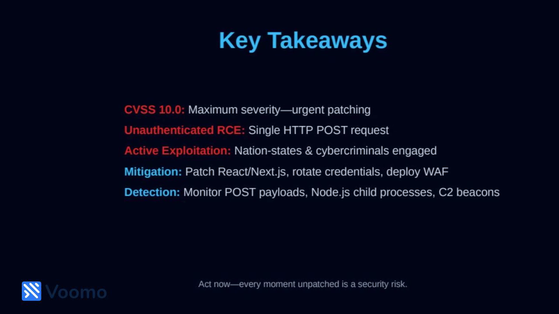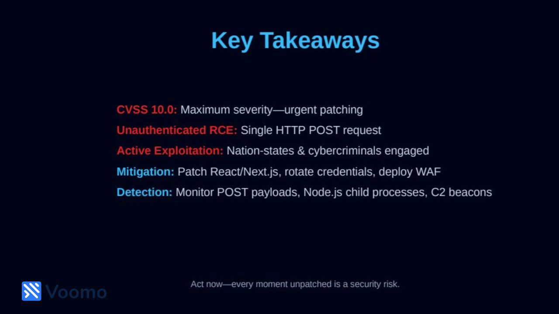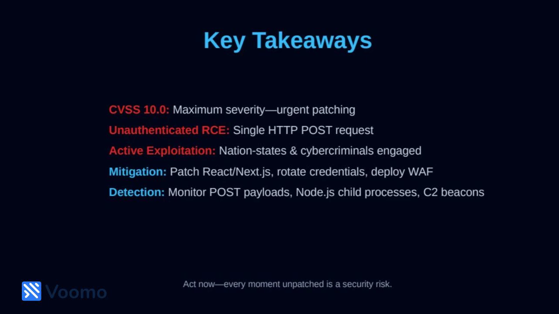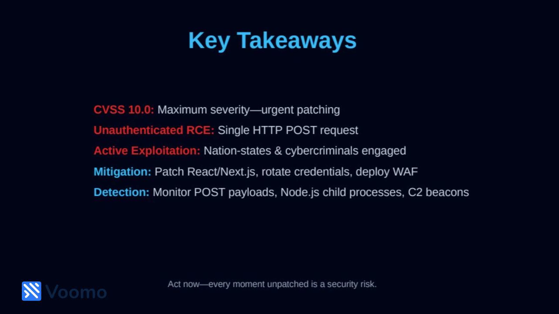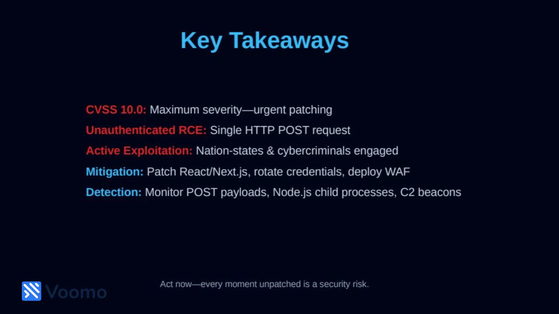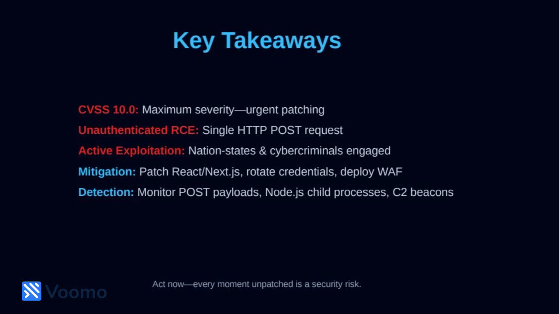The React2Shell vulnerability, with a CVSS score of 10.0 and active exploitation enabling unauthenticated RCE, poses a critical risk. Organizations should urgently patch, rotate credentials, apply WAF rules, and strengthen monitoring and detection to prevent compromise.